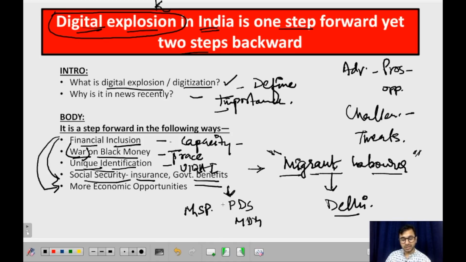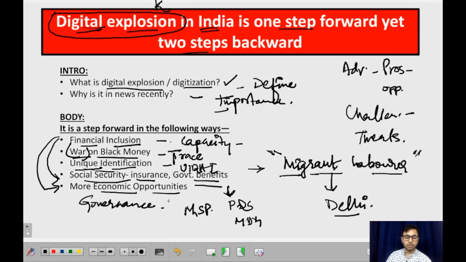UIDAI and digitization on the broad level has made it easier and simpler for the government to identify. Corruption has reduced. It has been made more transparent and more effective. The bureaucrats, or the state machinery, have been made more accountable for whatever they are doing. So the governance structure on a broad level has also improved or is also expected to improve.